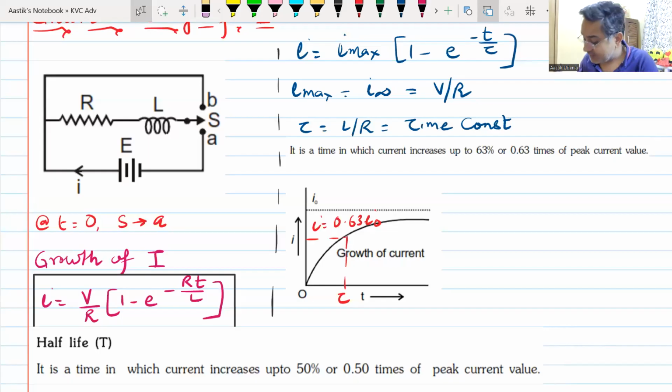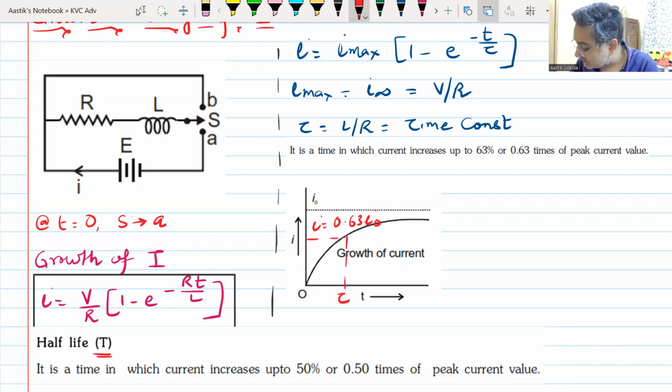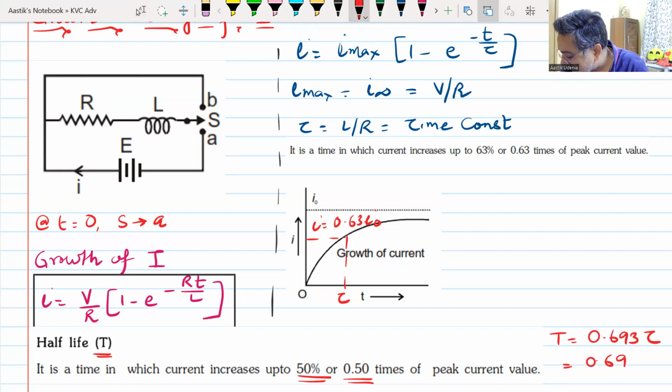Then note down one more thing. Their half-life, capital T, is the time in which the current becomes 50%. This half-life, capital T, is 0.693 times tau, or 0.693 times L by R. It is the time to increase the current from 0 to 50% of its maximum value. Do we understand this? Yes. This is known as the growth of current. Current in the LR circuit is growing.